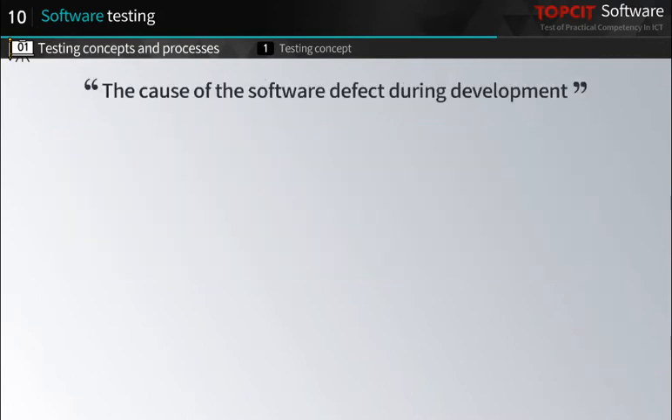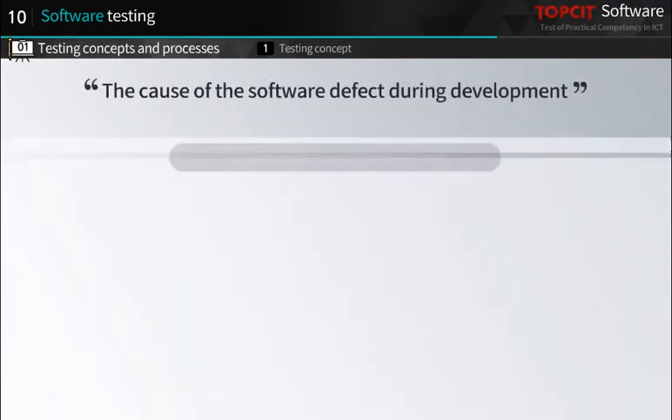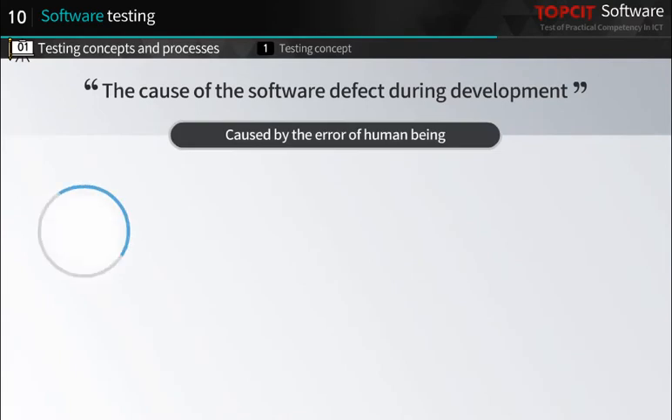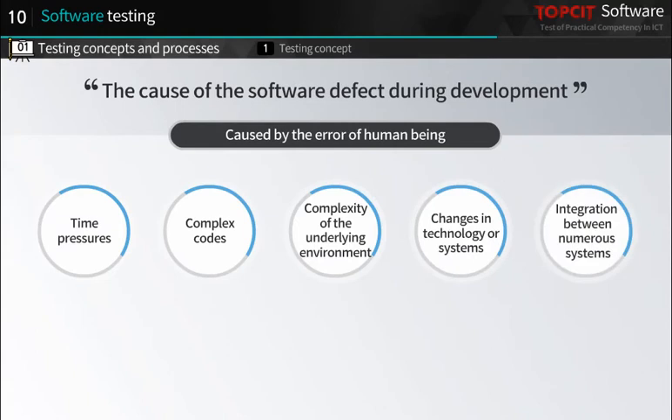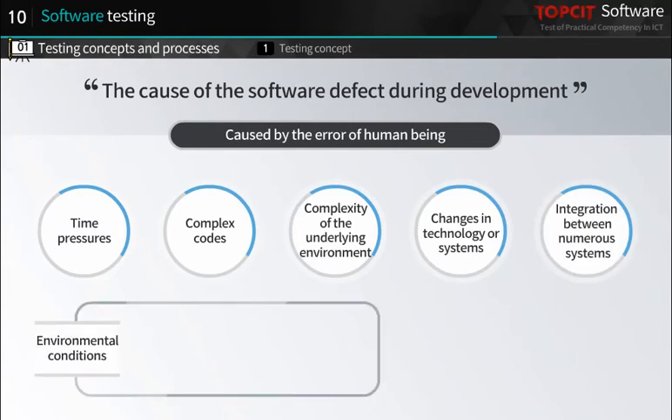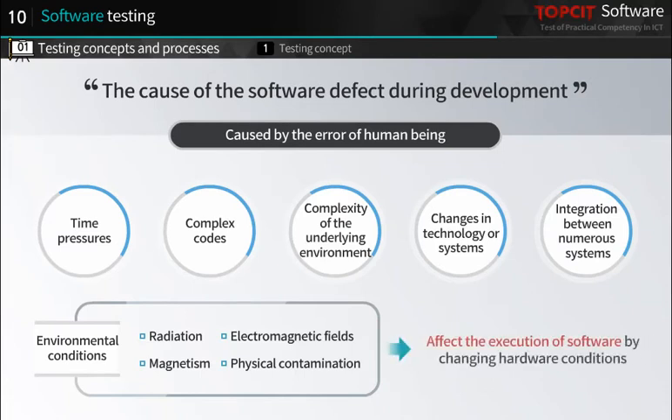The cause of software defects that occur during development is errors made by human beings. It also happens due to time pressures, complex code, complexity of the underlying environment, changes in technology or systems, and integration between numerous systems. Failure is caused not only by such defects, but also by environmental conditions. In other words, radiation, magnetism, electromagnetic fields, and physical contamination can also cause software defects. And these environmental conditions may affect the execution of software by changing hardware conditions.